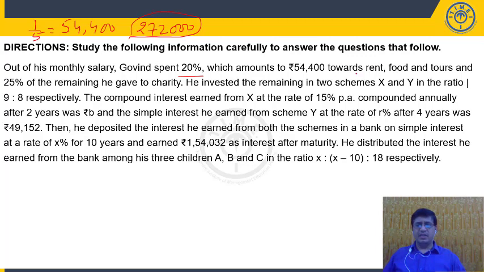Then what is it saying here? He spent towards rent, food and tour, and 25% of the remaining he gave to charity. So first he spent 20%, remaining is 80%. In that 80% he spent 25%. 25% is 1/4. 1/4 to the charity. 1/4 of 80 is equal to 20%. So initially he spent 20%. Now again 20%. So left out is equal to 60%.